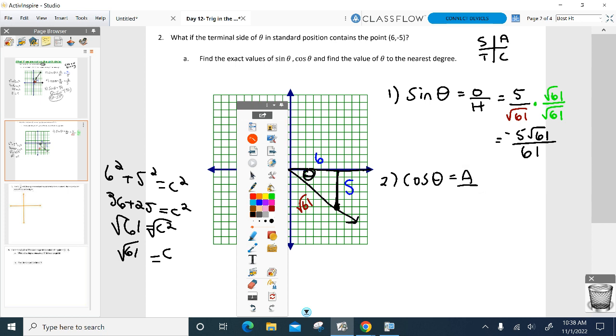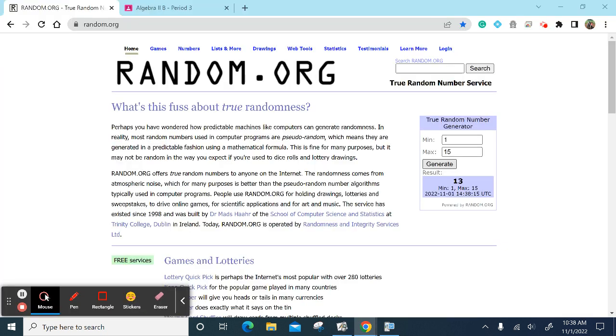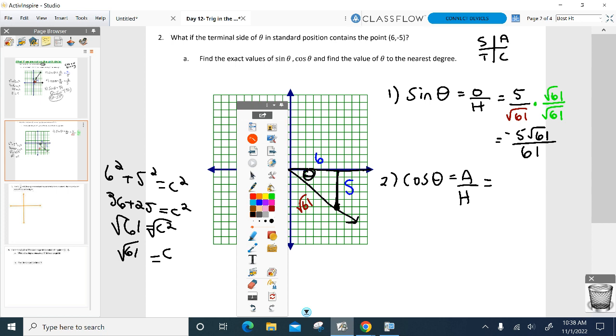Good. So A over H. Give me the adjacent and the hypotenuse now. Adjacent and hypotenuse side. Adjacent side is what? 6 over hypotenuse, square root of 61. Yep, self-respect. Let's go. Get rid of it. Times radical 61 over radical 61.